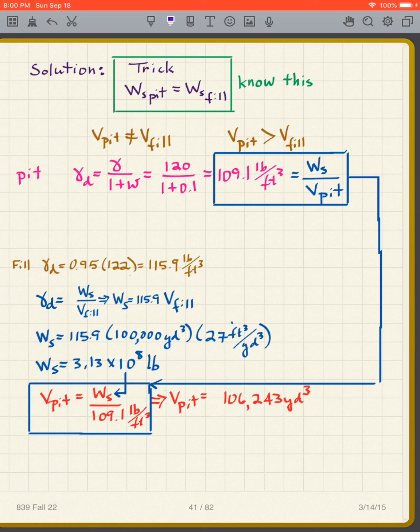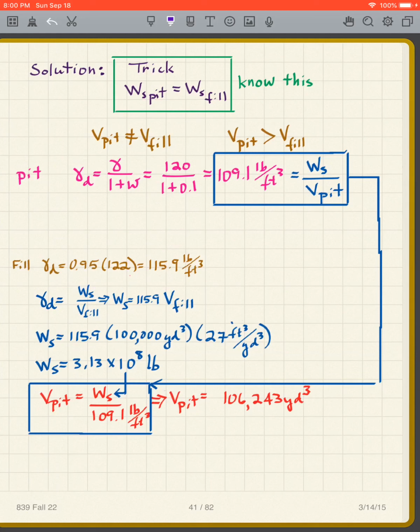Okay, so here's the solution, and what do we find out? Well, in the borrow pit, the gamma D is going to be the gamma over the 1 plus the water content. So the gamma D in the borrow pit is 109.1 pounds per cubic foot. So that's that expression. In the fill, we want to get, the 0.95 times the 122 gives us 115.9.